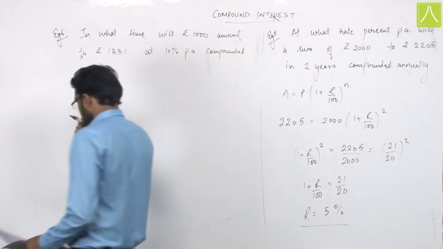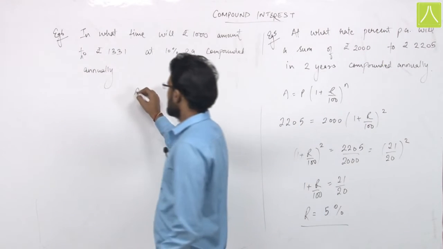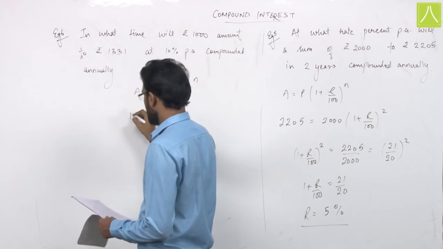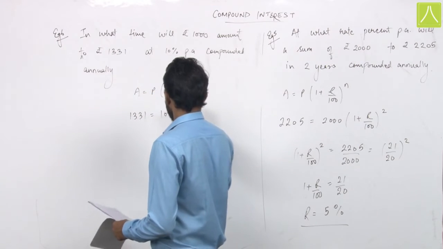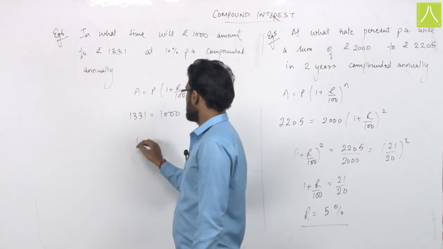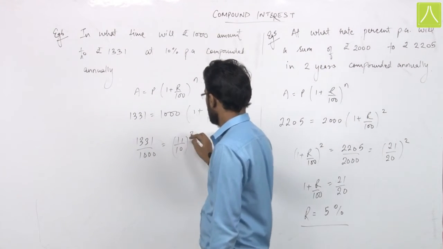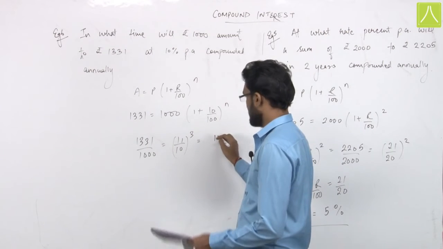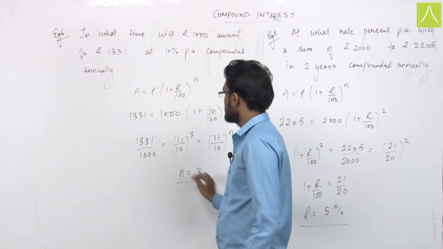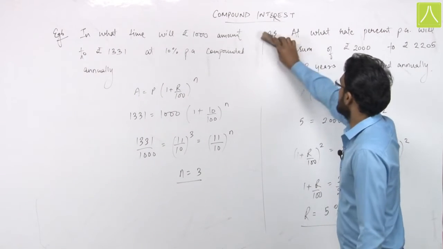Now in this question we have given the amount and we have to calculate the time. So basically we know that the amount is equals to principal 1 plus r upon 100 whole power n. Just substituting the values, 1331 is equals to 1000 into 1 plus rate of interest 10% whole power n. Solving this equation we will be getting 1331 divided by 1000, which is equals to 11 upon 10 whole cube, which is equals to 11 upon 10 whole power n. Solving this we will be getting the value of n is equals to 3, that is, the time at which 1000 will become 1331 at 10% is equals to 3 years.